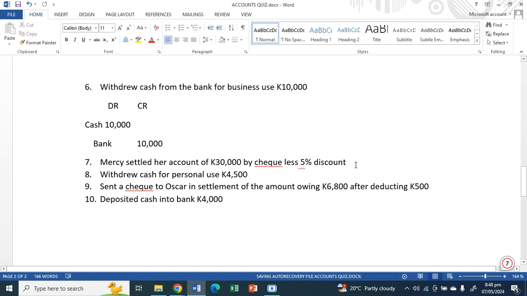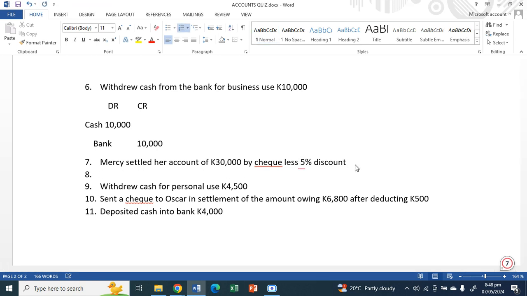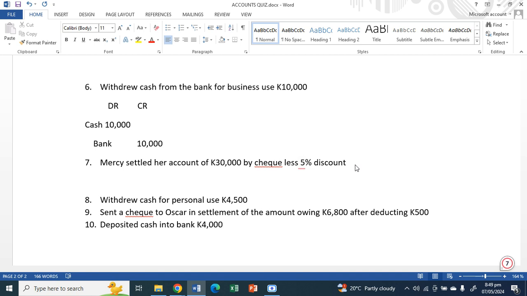Okay, our next transaction, Mercy settled her account of 30,000 by check less 5%. So it means Mercy was owing us and she's paid us. So Mercy was a debtor. A debtor is a current asset. She's paying us through the bank. So the accounts that are involved would be Mercy, who is the debtor, the bank account, and we also have the discount allowed.